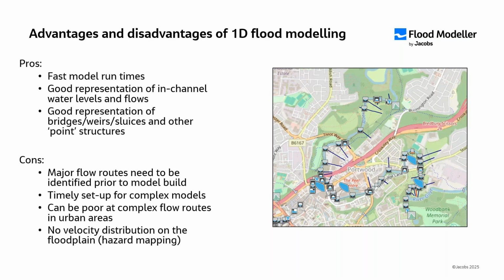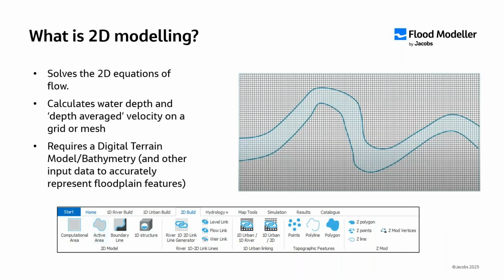So what is 2D flood modeling? Building on from that. So effectively it solves 2D equations of flow, which you can think of a bit like an X and Y or an easting and northing. 2D models calculate water depth and depth average velocity on a grid or mesh, like the example that you can see here. And the typical inputs to a 2D hydraulic model are LiDAR data or a digital terrain model, and also in-channel bathymetry if you want to represent the channel as well.